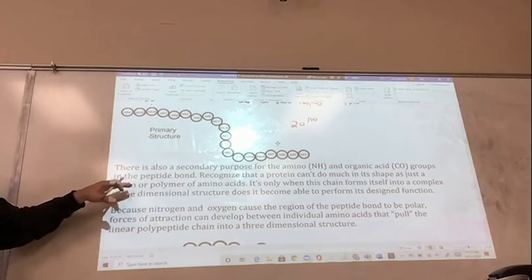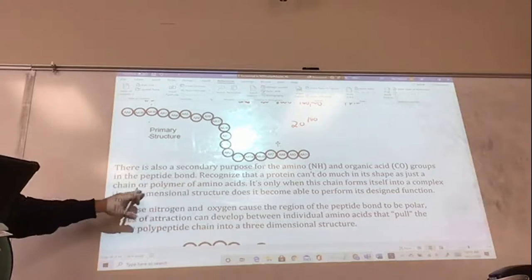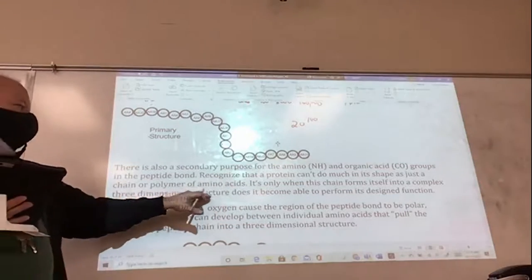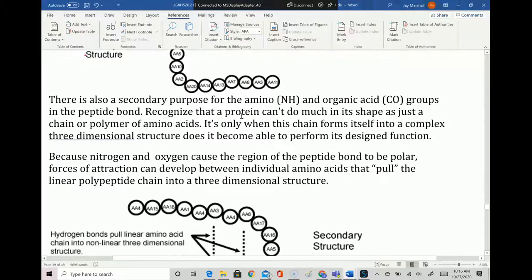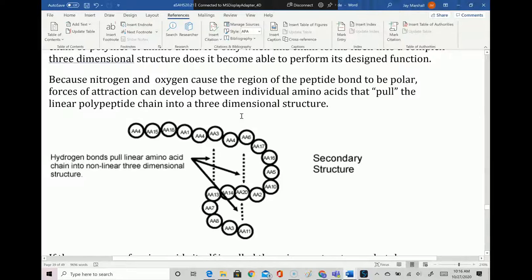Recognize that a protein can't do much in the shape it is in. It's just a chain of amino acids. It's only when the amino acid chain forms itself into a complex three-dimensional structure that it becomes able to perform its designated function. So how do these things create this three-dimensional structure?